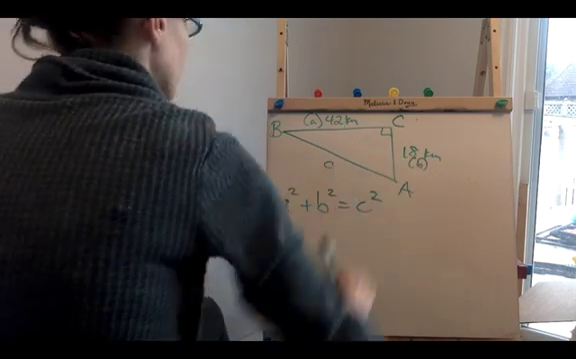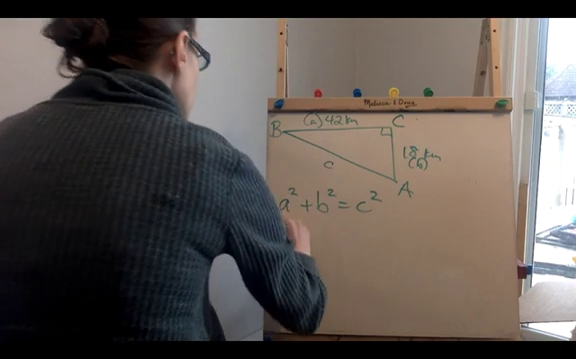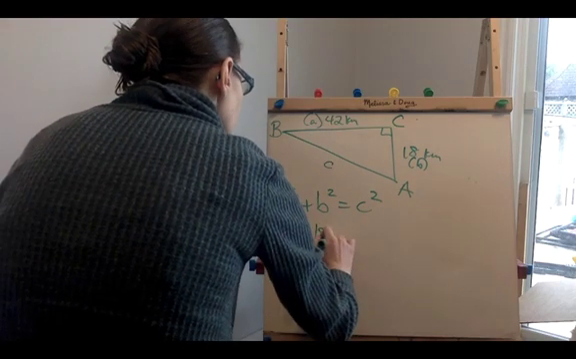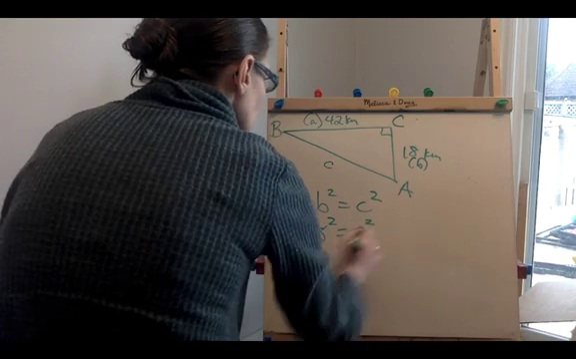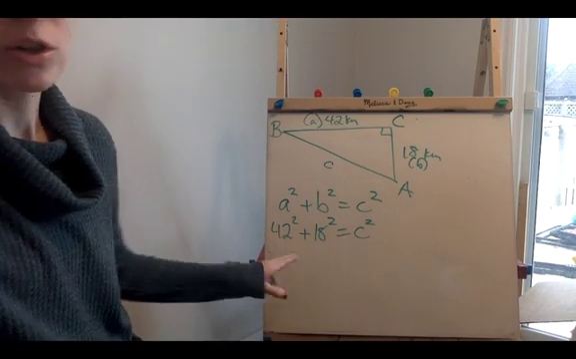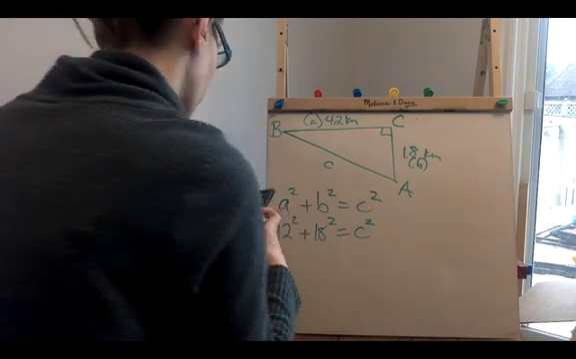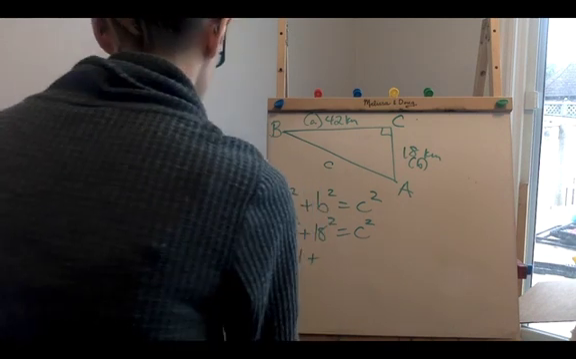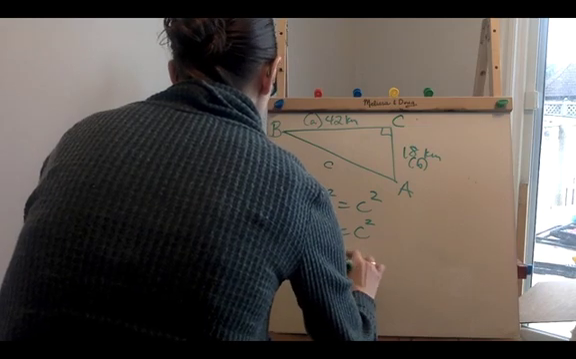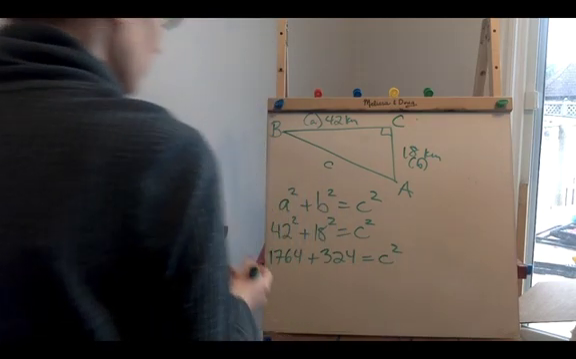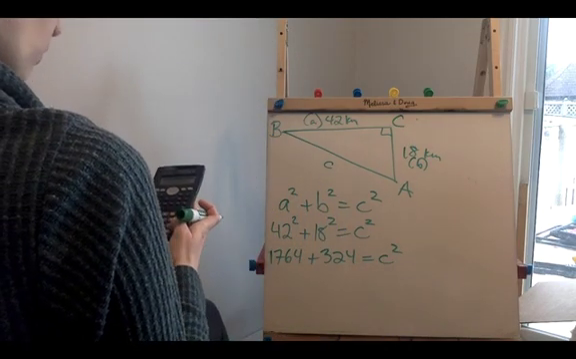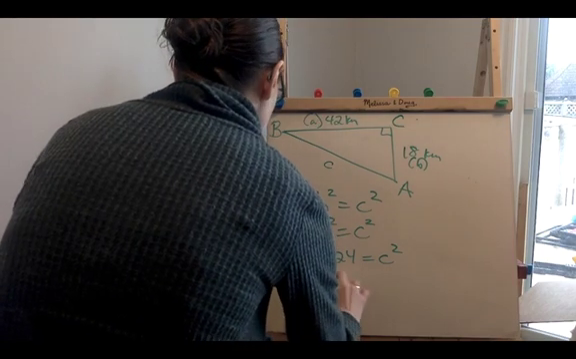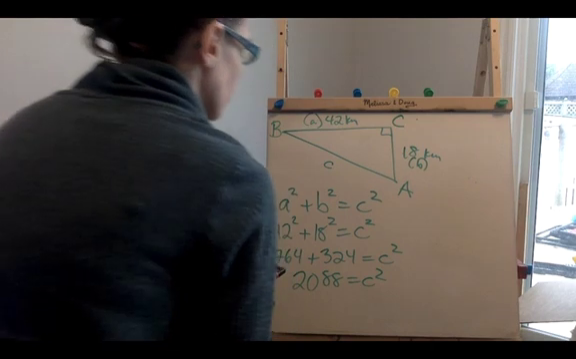These are the same units, so we're okay there. A is 42, so 42 squared plus 18 squared is equal to C squared. So I square each of these values. 42 squared is 1764. 18 squared is 324. So 1764 plus 324 is equal to 2088, which is equal to C squared.